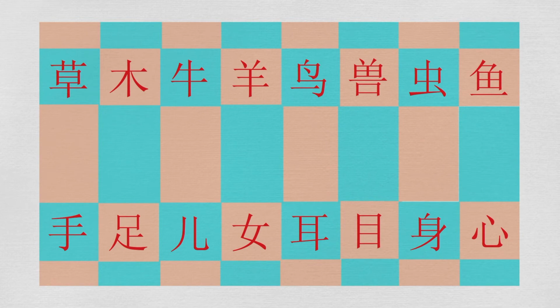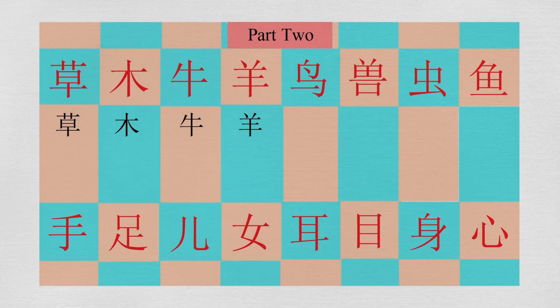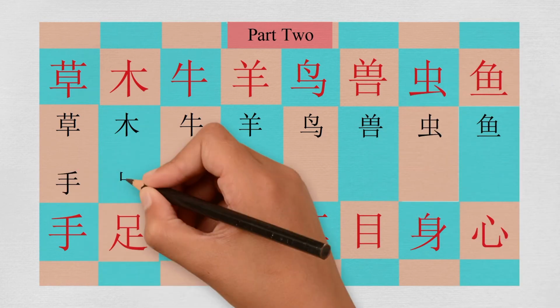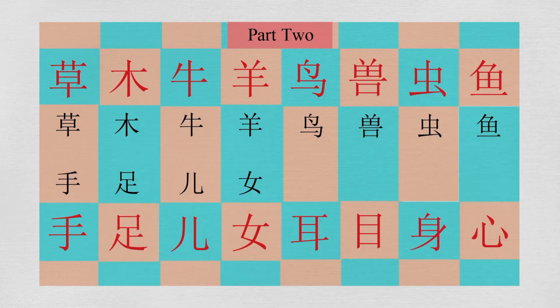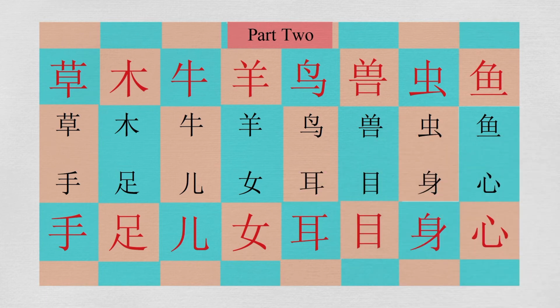So far, we have learned 16 Chinese characters in Part 2. Let's review them once more. Grass, wood, cattle, sheep. Bird, animal, insect, fish. Hand, foot, son, daughter. Ear, eye, body, and heart. Okay, let's continue.